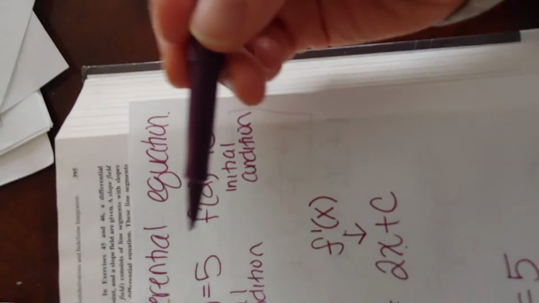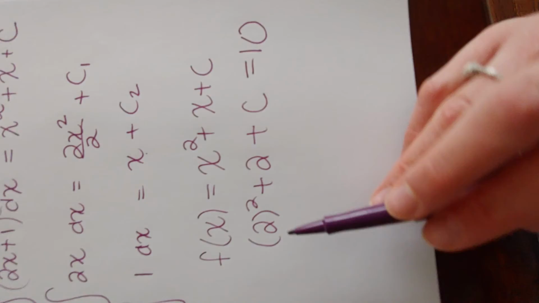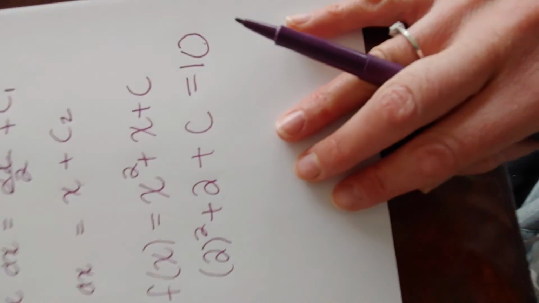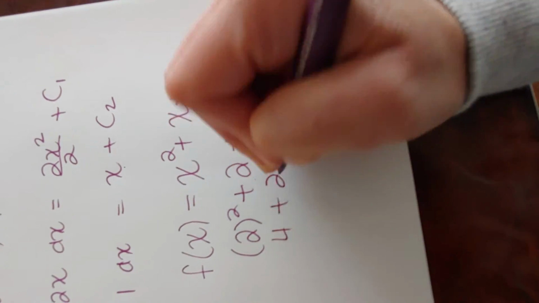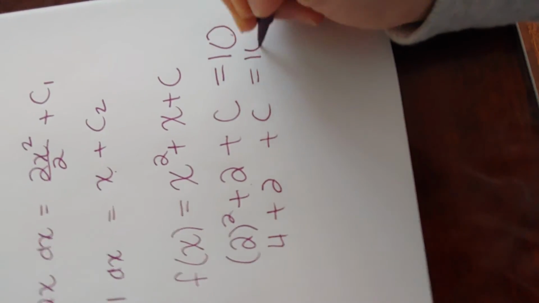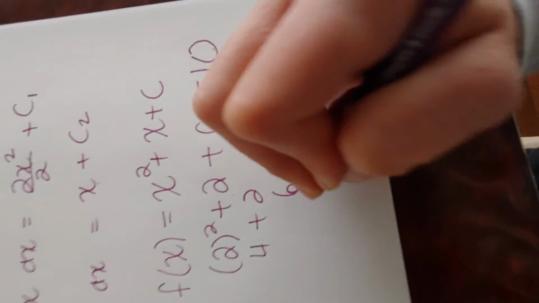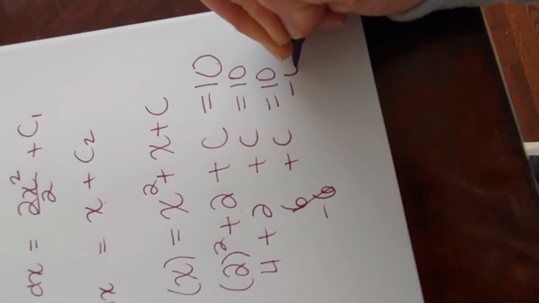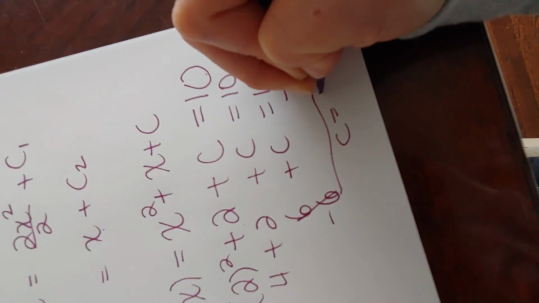Again, because it says it right here. When I plug in 2, I get 10 out. All right, so this is 4 plus 2. So 6 plus c equals 10. So c equals 4.